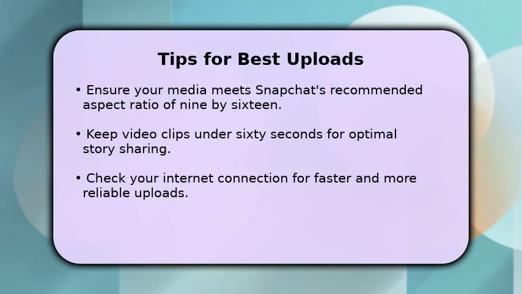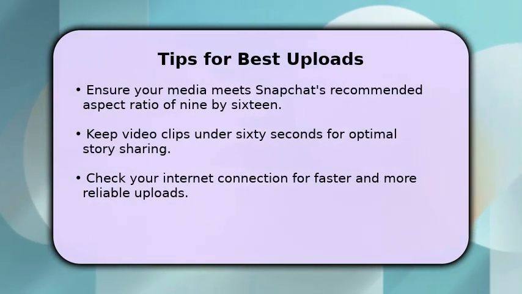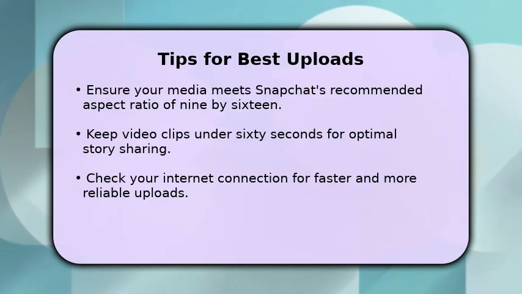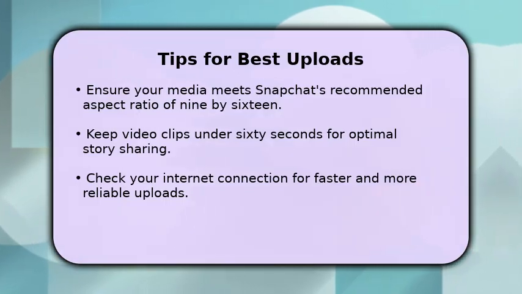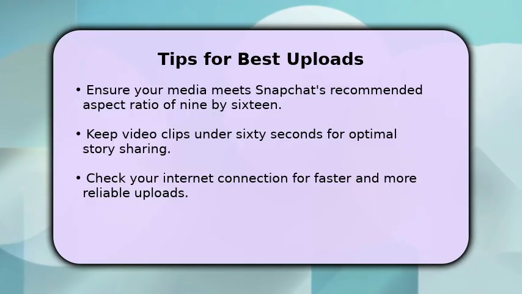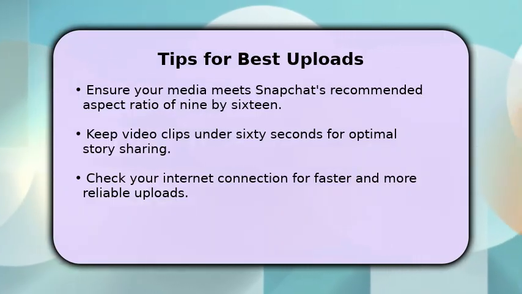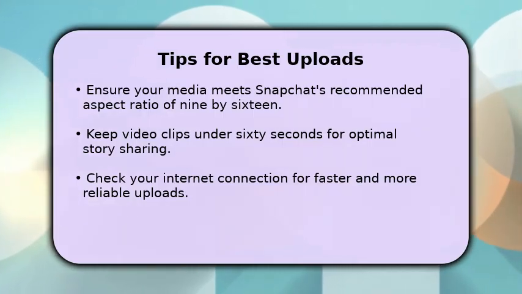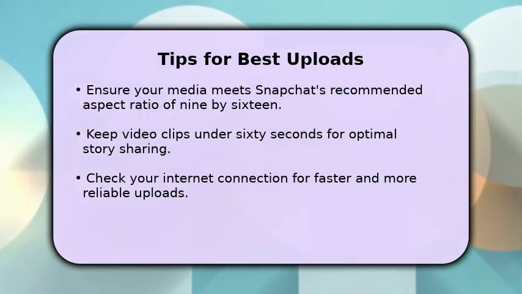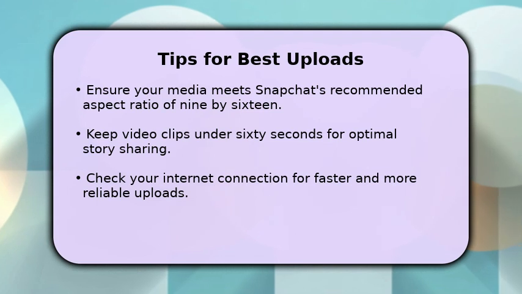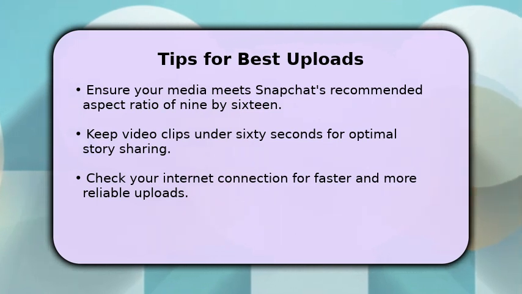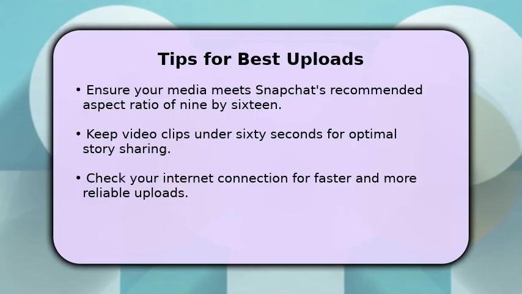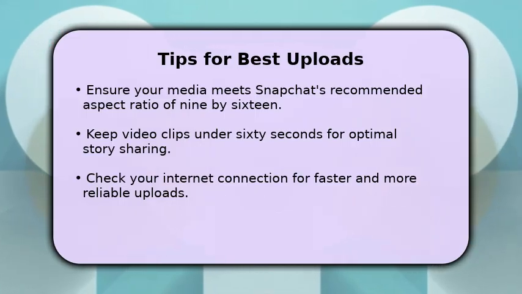For the best results, ensure your media is optimized for Snapchat. Aim for an aspect ratio of 9:16 for full-screen viewing. If you are uploading videos, try to keep them under 60 seconds for seamless story integration. Always double-check your internet connection to ensure a smooth and quick upload process. High-resolution photos and videos will also make your snaps look much more professional and engaging for your audience.